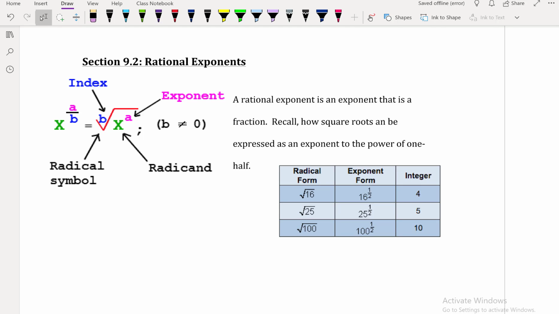Hello, Math 140 students. We're going to pick up on section 9.2, rational exponents. So we've already had a little bit of introduction to our radicals.